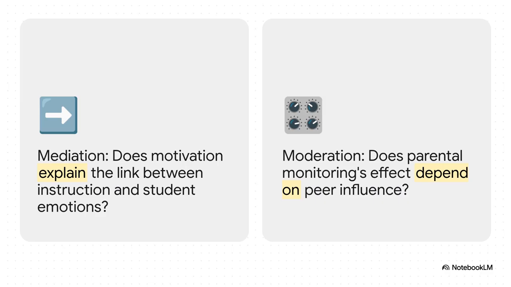Now you've got to notice how the wording of your question has to perfectly match your study's design. If you're doing a mediation analysis, you're asking if one thing explains the link. You're looking for the how or the pathway. But if you're doing moderation, you're asking if a relationship depends on something else. You're asking when or for whom this effect happens. Getting that specific language right is absolutely crucial.